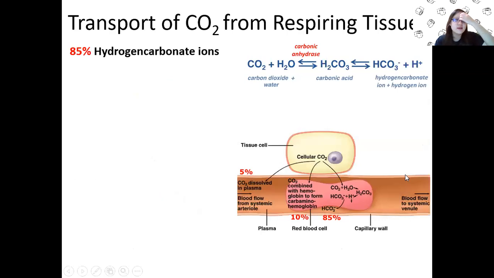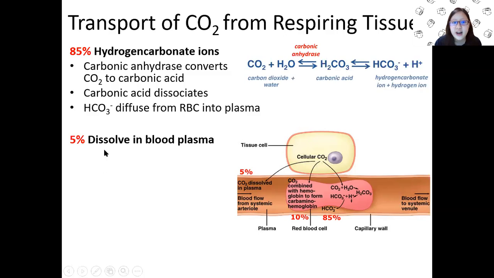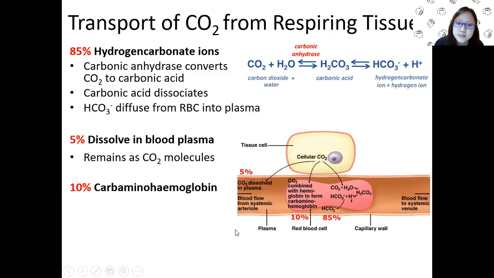So 85% of the time is hydrogen carbonate ions. CO2 becomes hydrogen carbonate ions, and the whole process is the same as we just talked about. 5% of the time, CO2 actually dissolves in blood plasma and remains as CO2 molecules. So that's dissolved and that can be transported. How about the remaining 10% of the time?